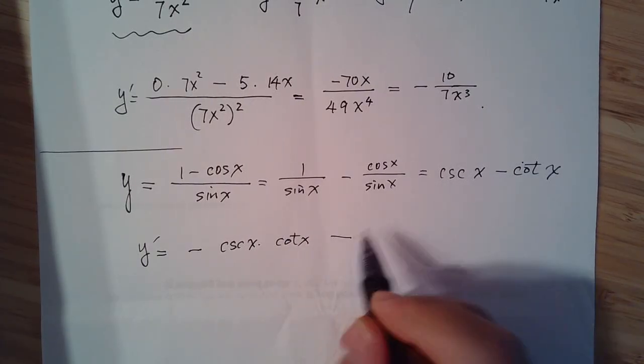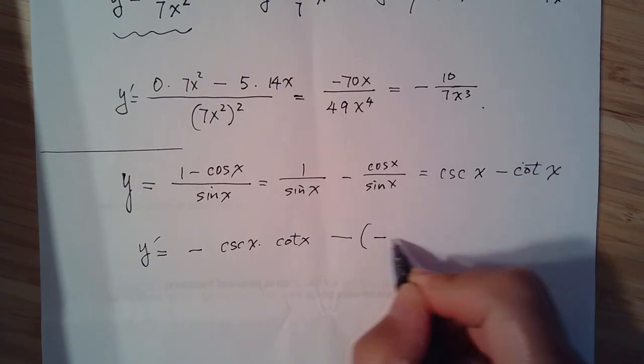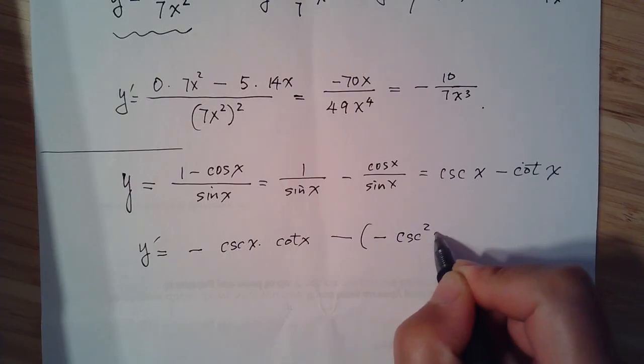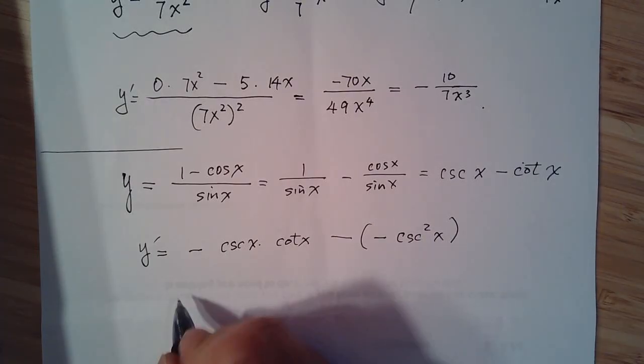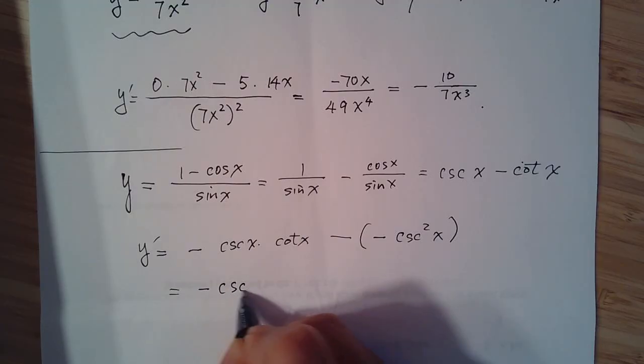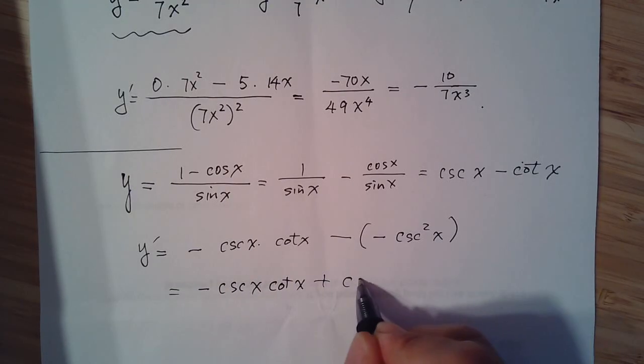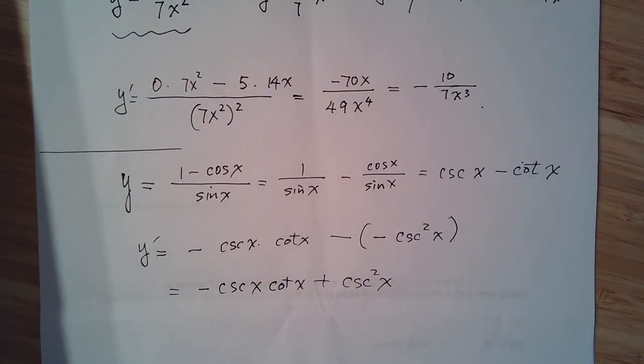And then I'm going to minus, but the cotangent derivative is a negative cosecant x squared. Okay, and of course you don't want the negative, so I get a negative cosecant x cotangent x plus cosecant x squared.